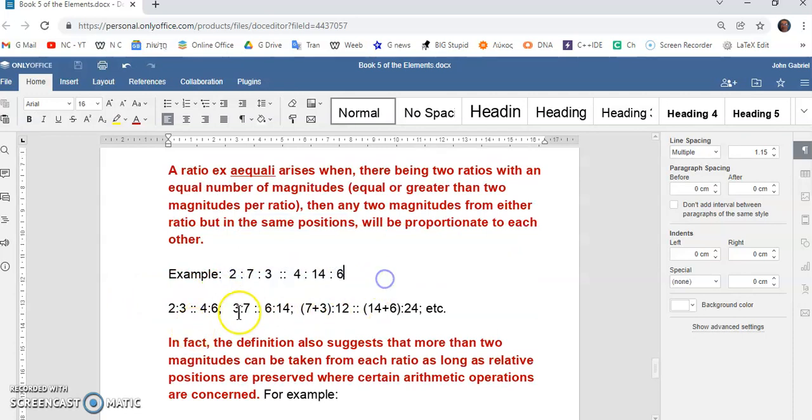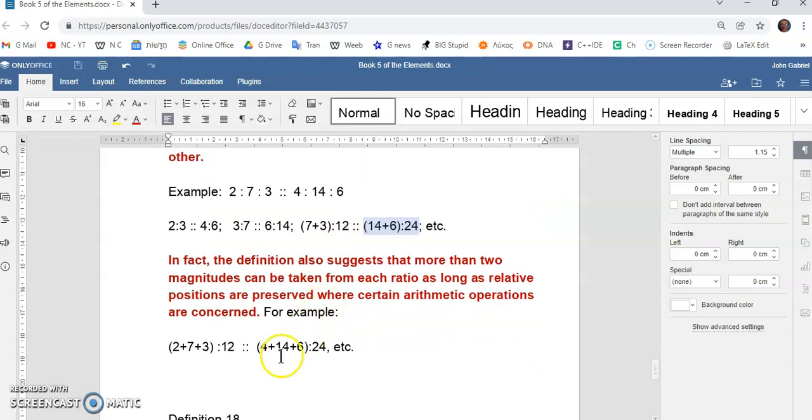If you take 7 plus 3 and divide it by 12, which is the total of this, and 14 plus 6, which corresponds to 7 plus 3, divided by the total of this, then these two ratios are in proportion. They must be in proportion, because if they're not in proportion, it's no longer referring to the definition, it's invalid. So in fact, the definition also suggests, as I said earlier, that more than 2 magnitudes can be taken from each ratio as long as relative positions are preserved.